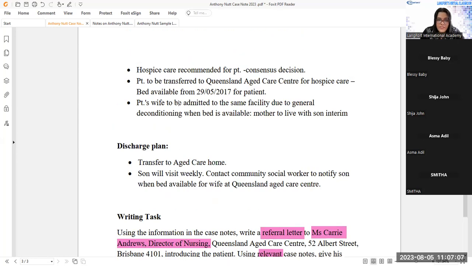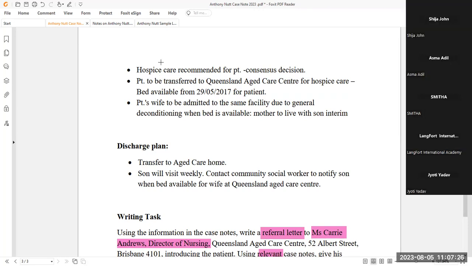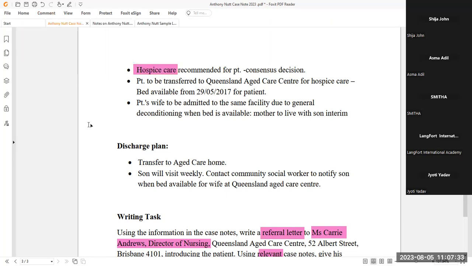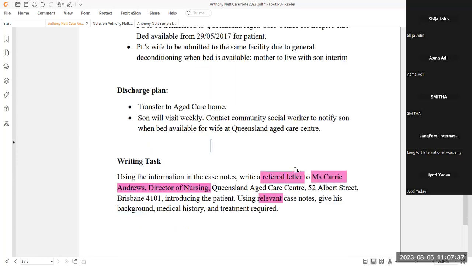Okay, can I ask you something? Asma, can you tell me what our purpose is? What do we want from our reader? Come on, Asma, Blessy, Shija, Smita, tell me. Jyoti, what do we want? Hospice care. Okay, so that is our purpose. I'm going to write that down: purpose is hospice care.